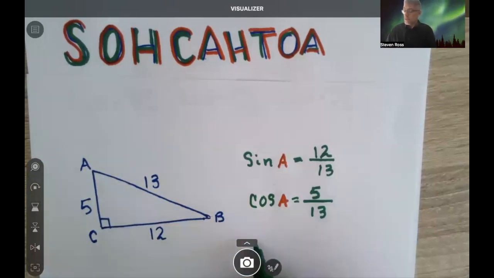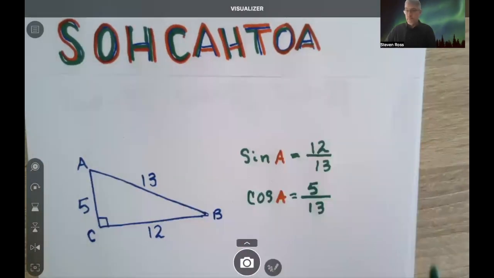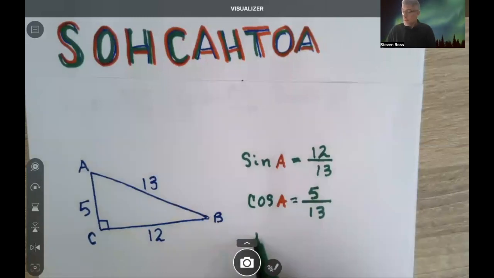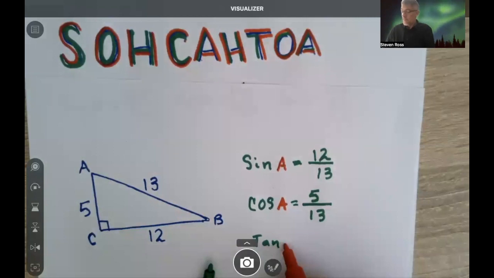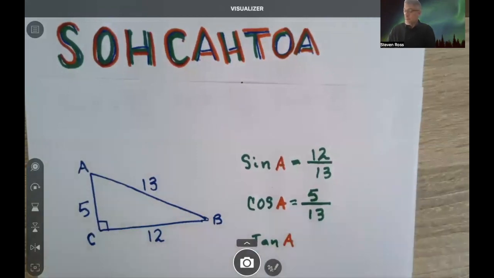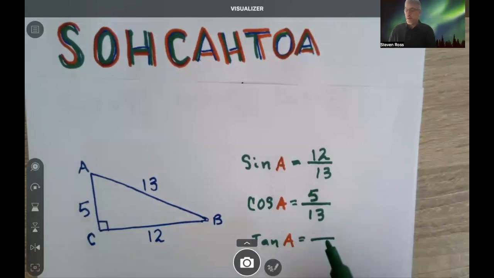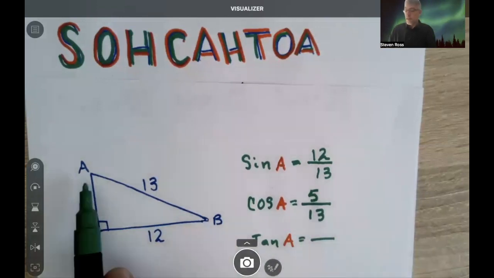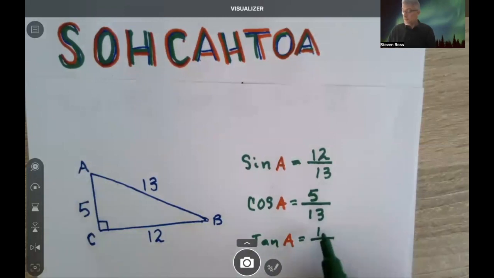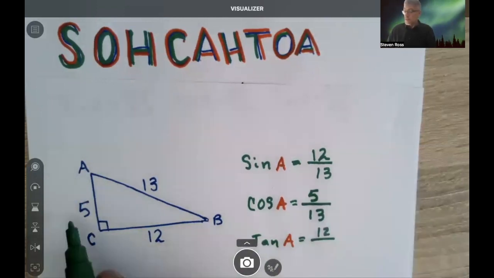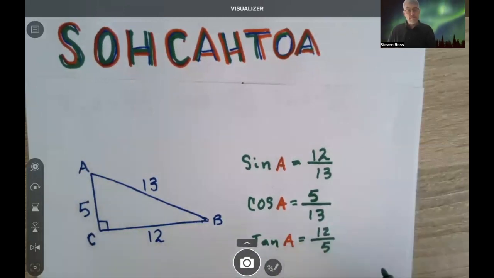Then we go to tangent. TOA. Tangent of angle A is equal to, and this is my ratio for tangent of angle A. Opposite is 12, and adjacent is 5.